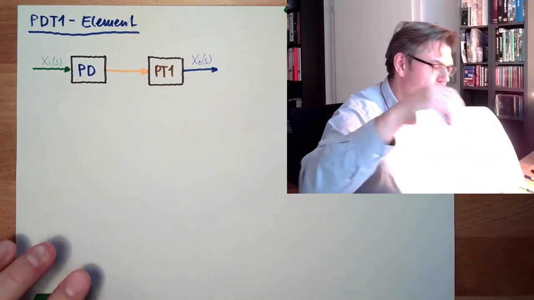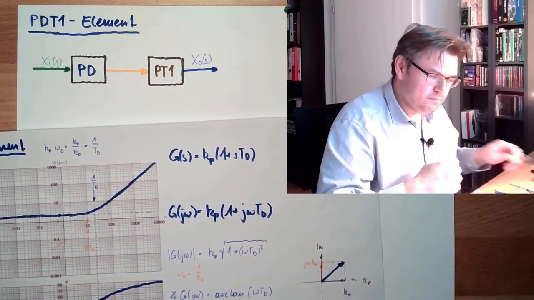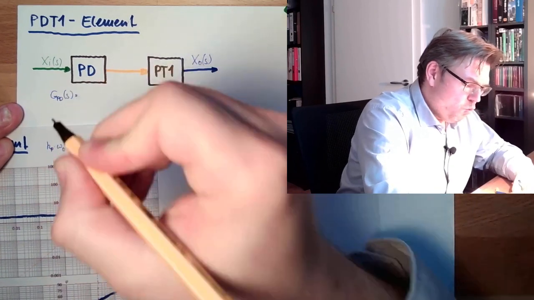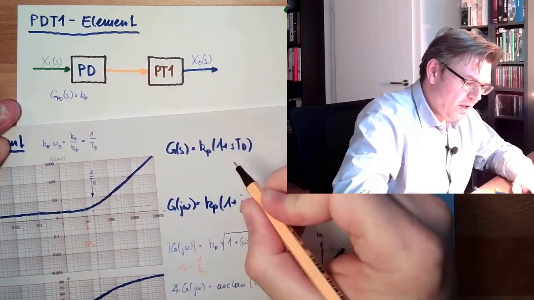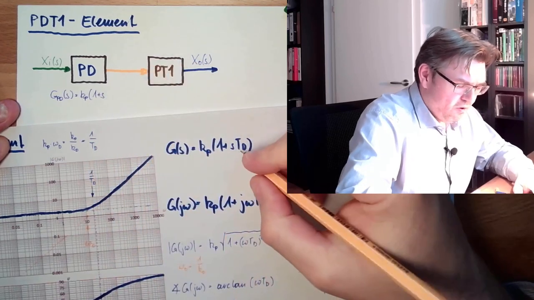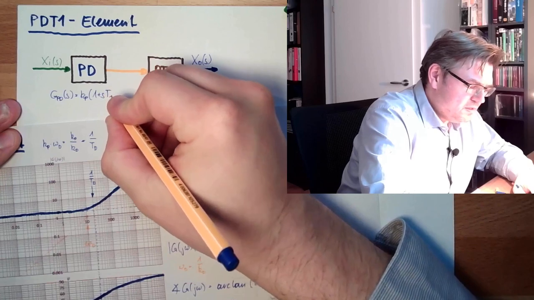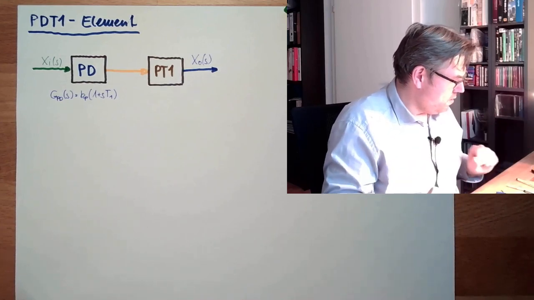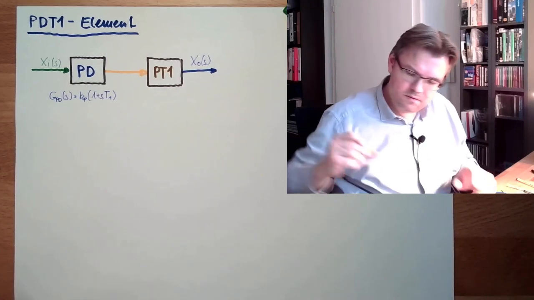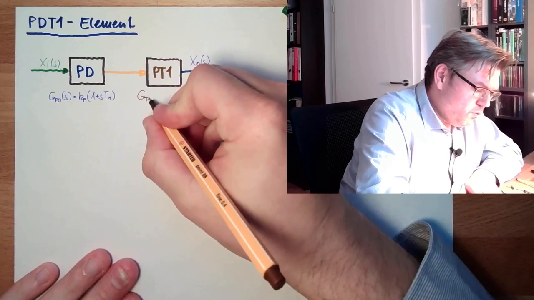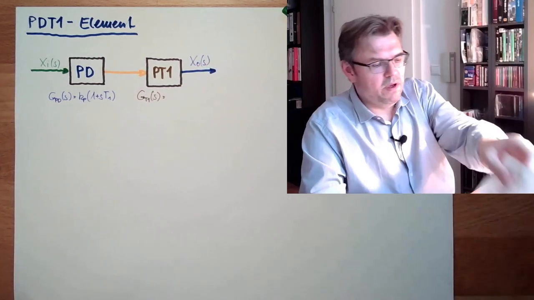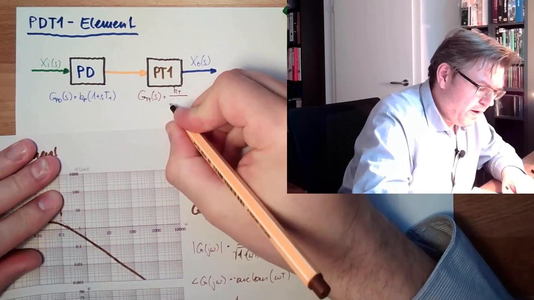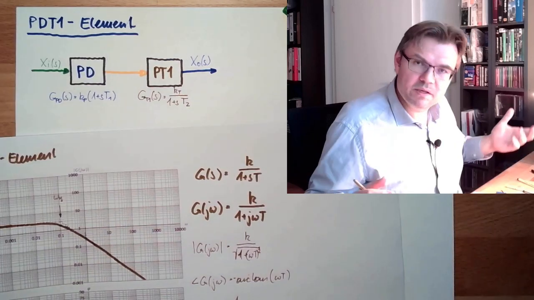Remember the transfer function of the PD element. So this G_PD of s was Kp multiplied by 1 plus sT, and I now don't call it TD, I call it T1 because it's simply the first element here. Then we have the transfer function of this element here. G_T1 of s is, remember, K divided by 1 plus sT. This time I will use Kt divided by 1 plus sT2 because it's simply the second element.